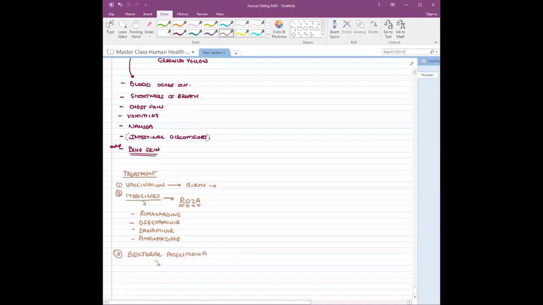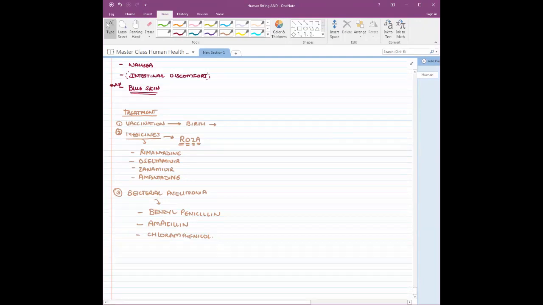In that case, guys, we can use some other antibiotics, like benzyl penicillin, then we have ampicillin, and we have chloramphenicol. So these are the ones which are used for bacterial ones. Okay, fine. So now let's move on to the next one.